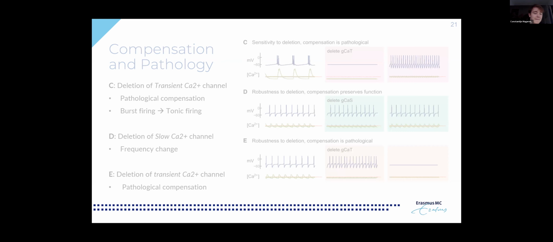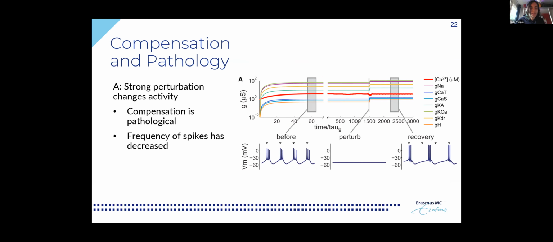Next slide. So the main takeaway you need to know from this is that compensation can actually be pathological. And this was compensation to deletion of ion channels. Here we wanted to explain what happens when we apply larger perturbations.